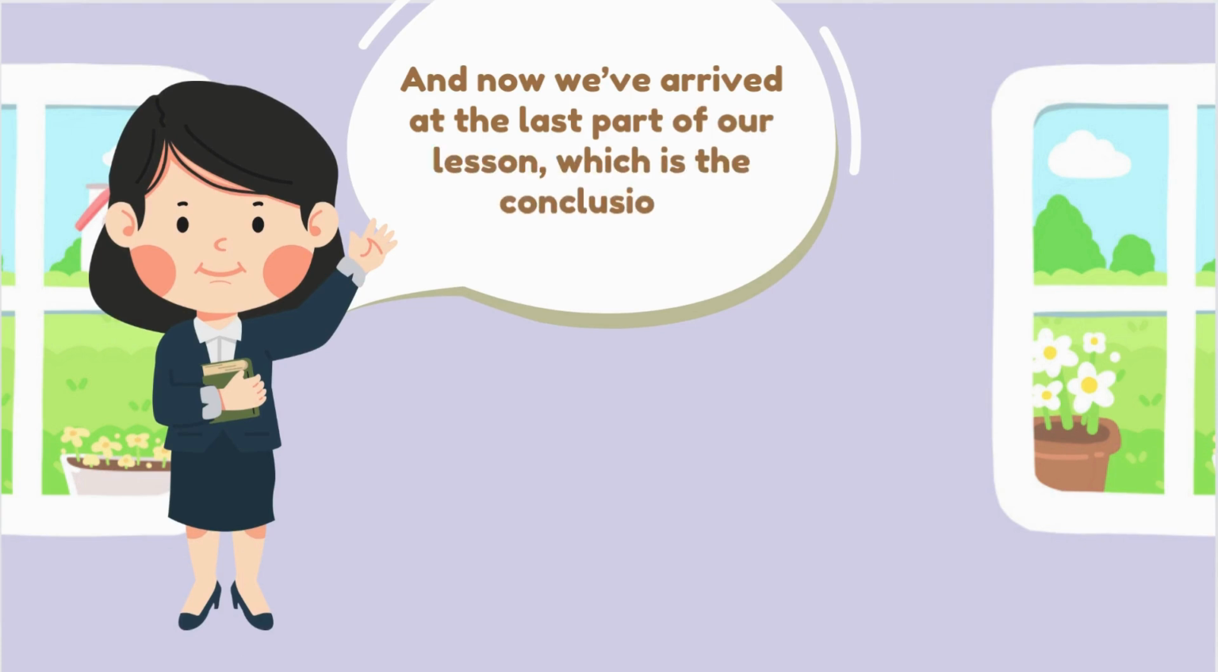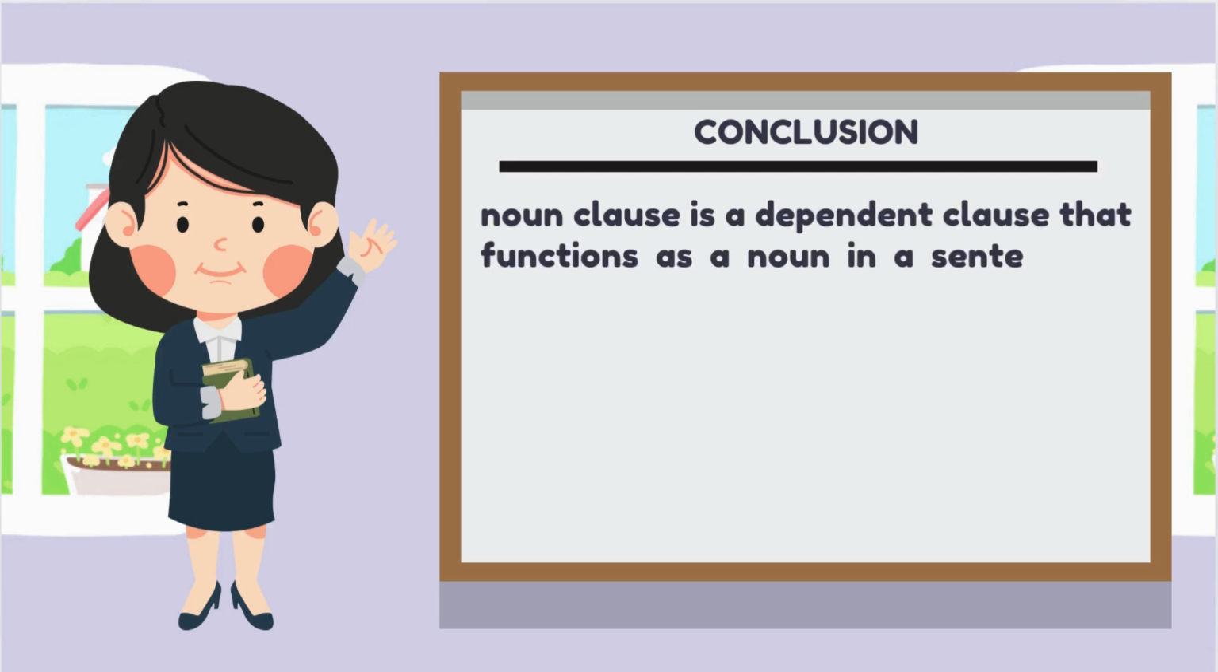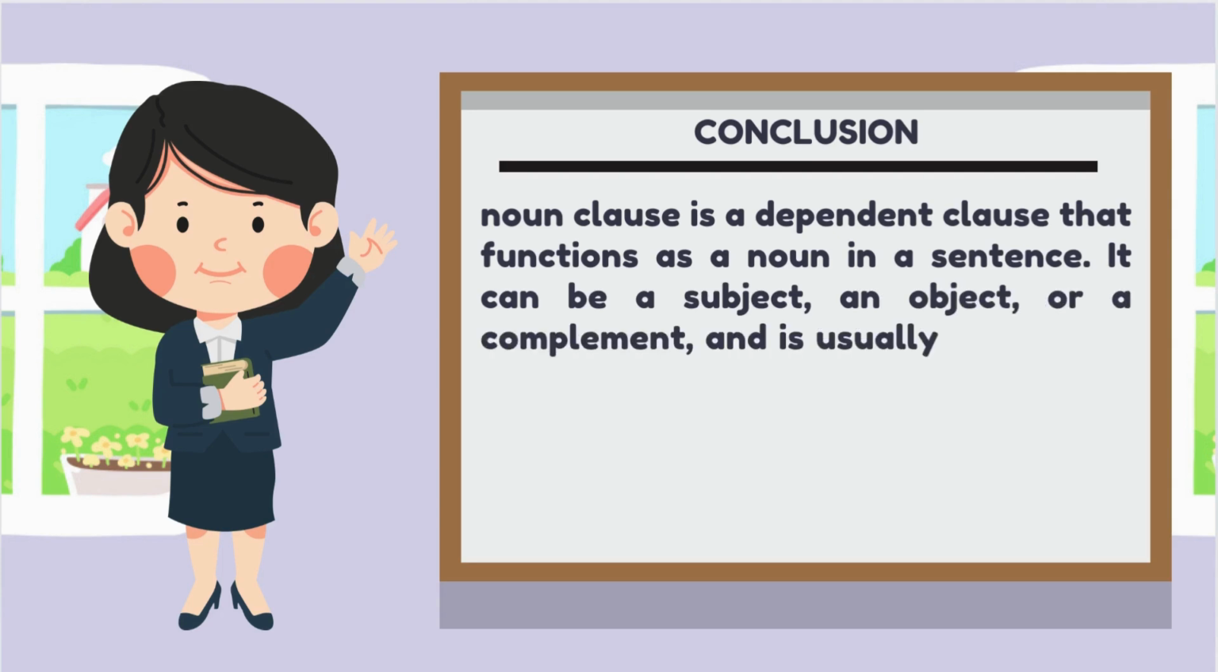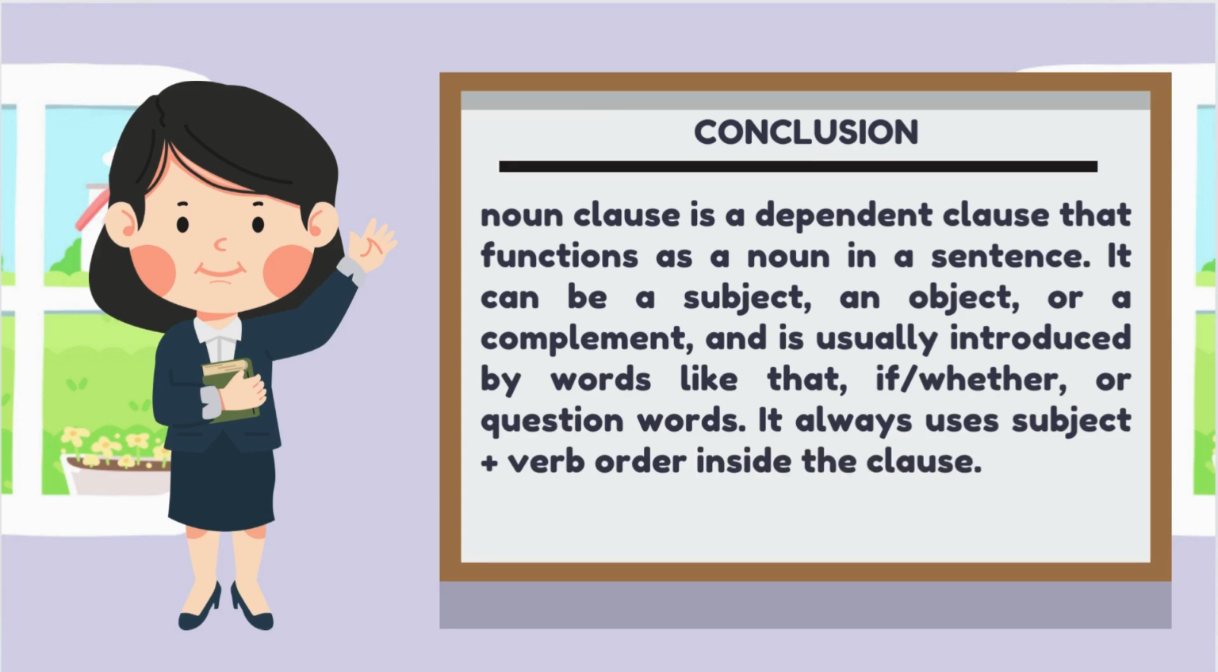And now we've arrived at the last part of our lesson, which is the conclusion. Noun clause is a dependent clause that functions as a noun in a sentence. It can be a subject, an object, or a complement, and is usually introduced by words like that, if or whether, or question words. It always uses subject plus verb order inside the clause.